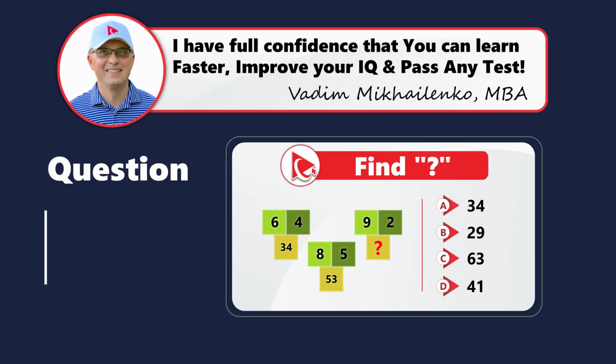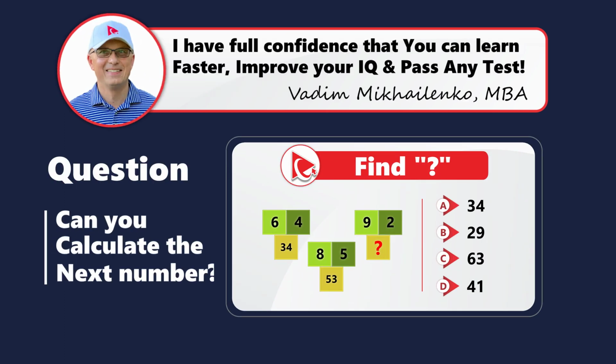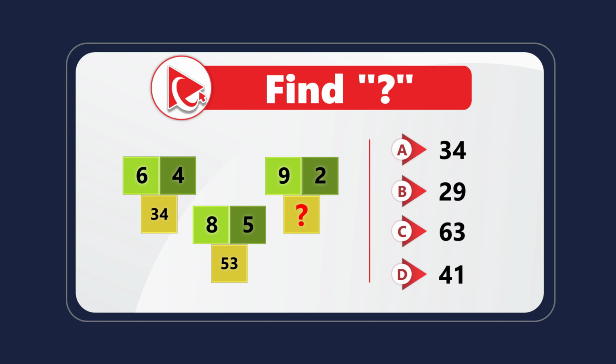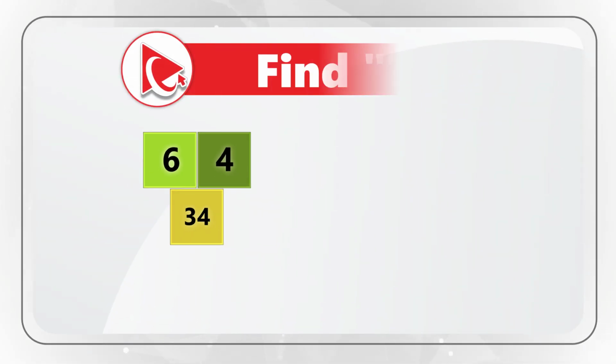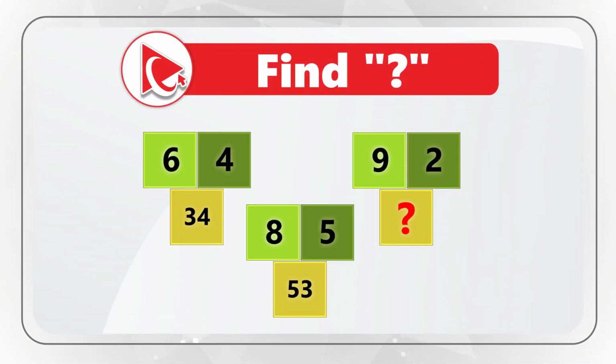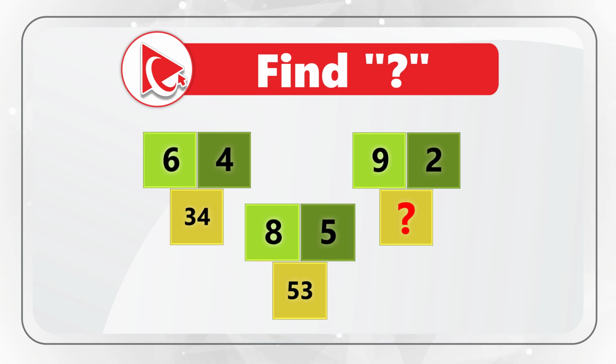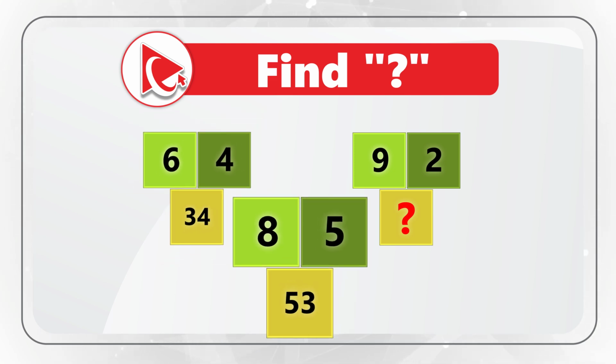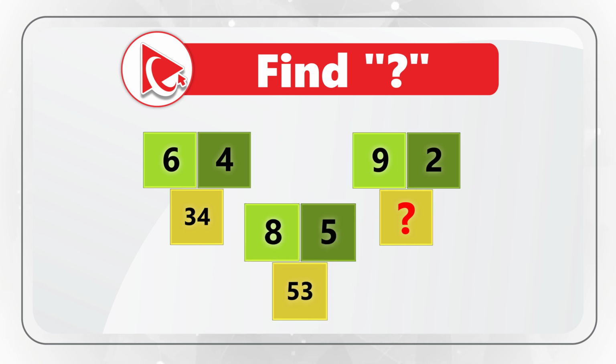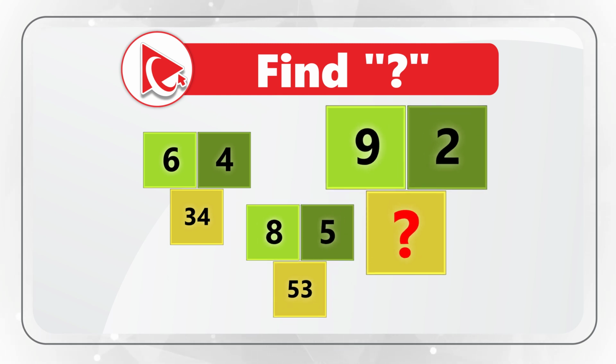Most likely, you will not be able to pass the test without getting a question similar to this one. You're presented with 3 sets of numbers. Each set has 3 numbers in the group, and 1 number is missing. The first set has numbers 6, 4, and 34. The second set has numbers 8, 5, and 53. And the last set has numbers 9, 2, and the final number in the third set is missing.